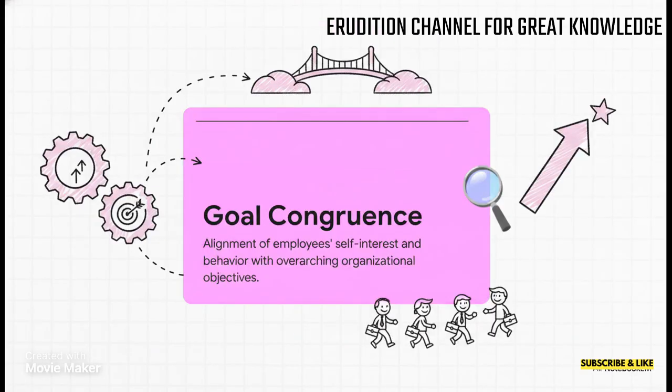So, how do we overcome that natural friction? The solution is what we call goal congruence. Simply put, this is the alignment of employees' self-interest and behavior with those overarching organizational objectives. Think about it. In a perfect organization, individual goals and organizational goals would correspond flawlessly. When a division manager takes actions that are in their own best interest, those actions would automatically result in achieving top management's goals too. Goal congruence is absolutely crucial. It's our ultimate solution to that self-interest problem, and it's the whole focus of our analysis today.